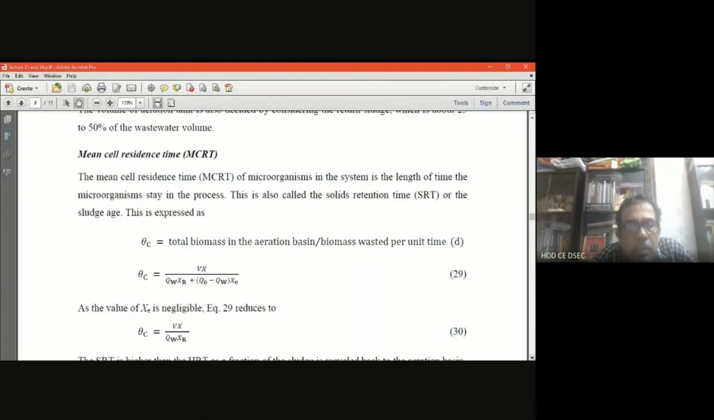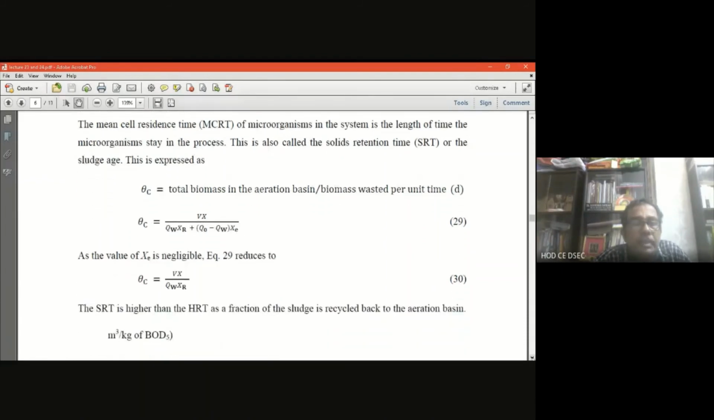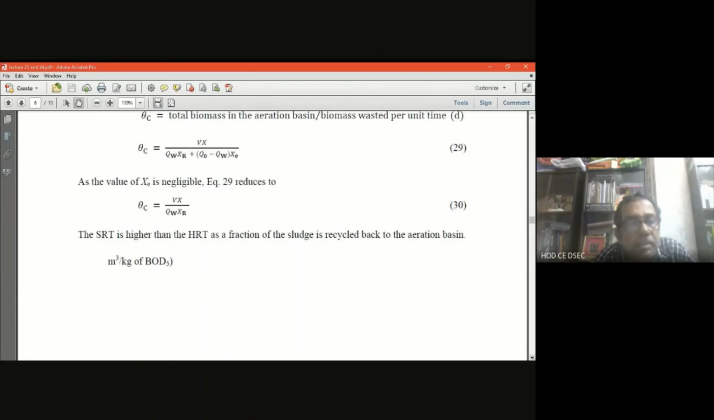So ultimately, when we divide the total biomass by the biomass wasted per unit time, we get the time up to which the biomass will be retained in the reactor, and that is the mean cell residence time, that is the solid retention time. So theta c ultimately, since X0 and XE are assumed as 0, is Vx by QW XR. That is the final expression of theta c. It is widely used in reactor design. This is a very, very important expression that I must highlight to you.